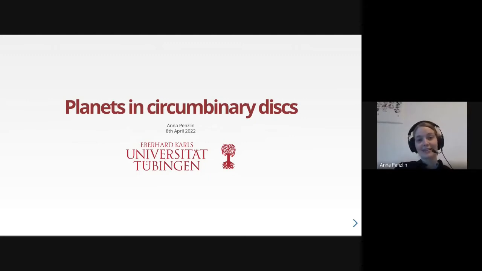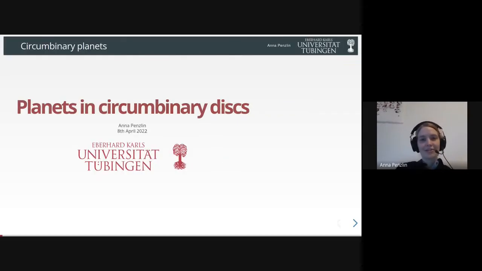As already mentioned, I'm working on planets in circumbinary disks, which is maybe also interesting to you because we have a lot of objects that can have a lot of different orbits, but I'm actually coming from the more complicated side of hydrodynamics, and we will just walk our way through this.